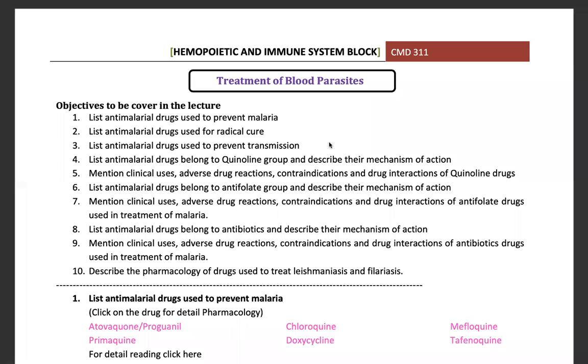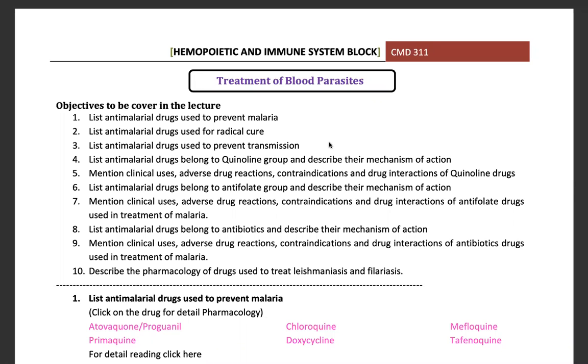Objectives to be covered in the lecture. In our booklet, there are 10 objectives, as you can see on the screen. The first one is to list anti-malarial drugs used to prevent malaria. List the anti-malarial drugs used for radical cure. The third one is drugs used for the prevention of transmission. And anti-malarial drugs belonging to the quinoline group, and describe their mechanism of action.